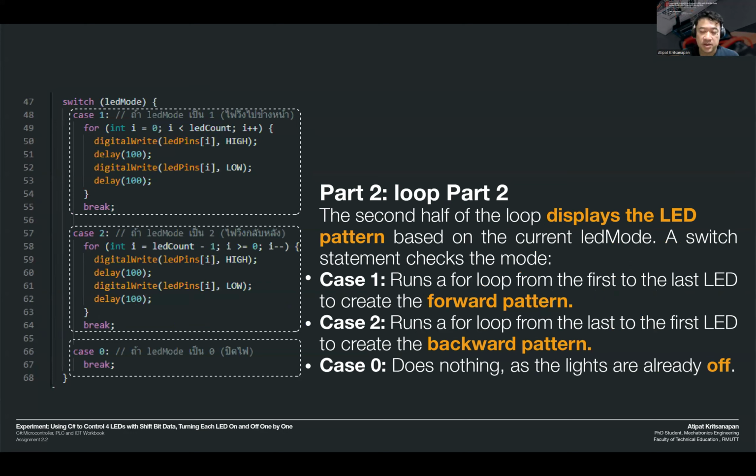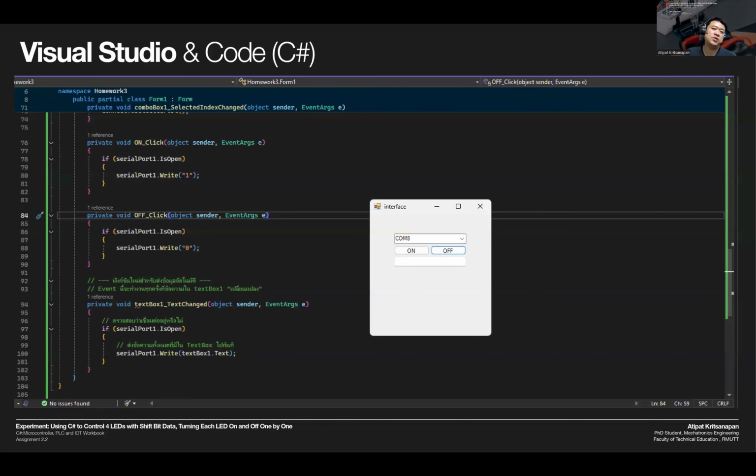Loop part 2. The second half of the loop displays the LED pattern based on the current LED mode. A switch statement checks the mode. Case 1 runs a for loop from the first to the last LED to create the forward pattern. Case 2 runs a for loop from the last to the first LED to create the backward pattern. Case 0 does nothing, as the LEDs are already off.